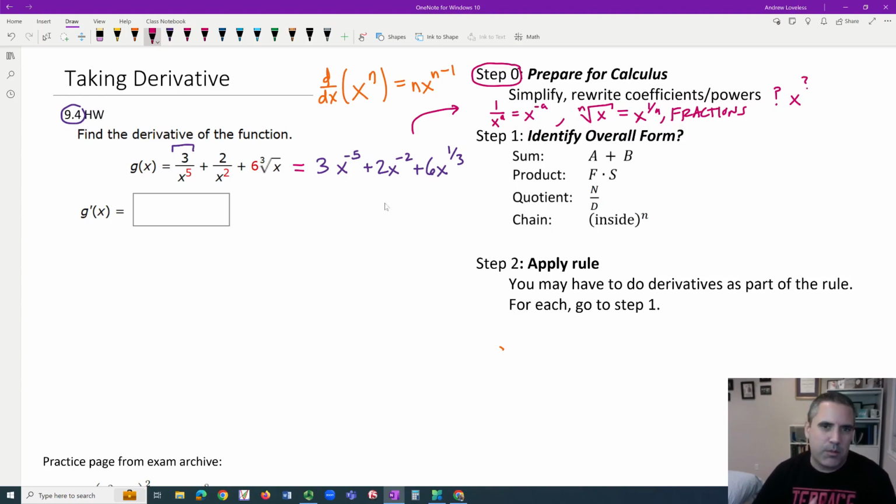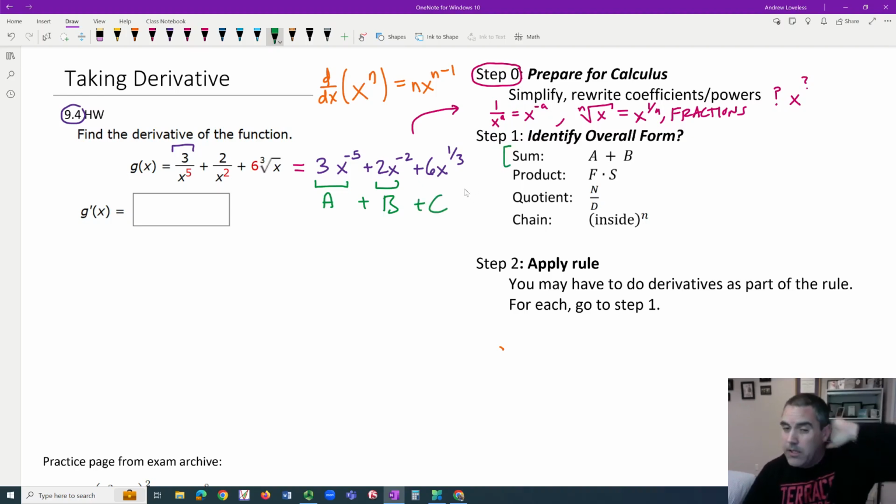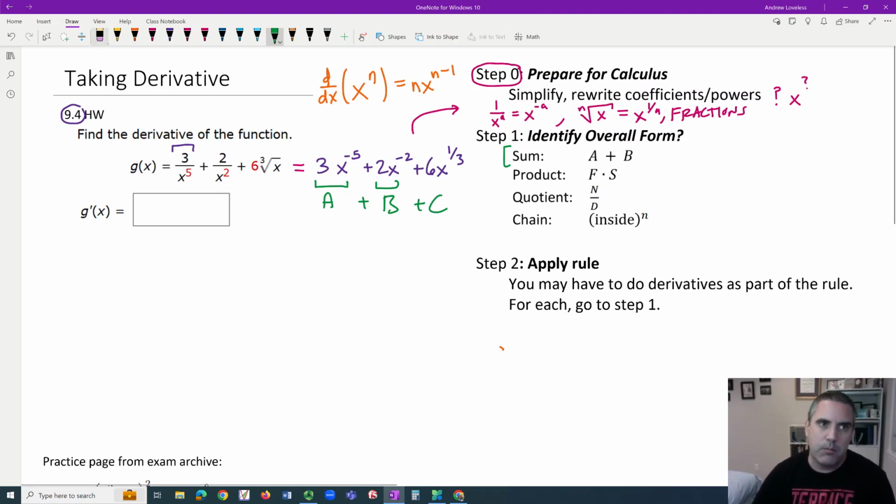Okay, the next step is to identify the form. And so in terms of identifying form, what I see is A plus B plus C. This is a sum of separate terms. And when we talked about sums, that's the most fundamental rule. The rule is do each one separately. So basically, I just have 3 completely separate jobs to do. It's as if nothing else is there. I'm going to do the derivative of this, and the derivative of this, and the derivative of this.